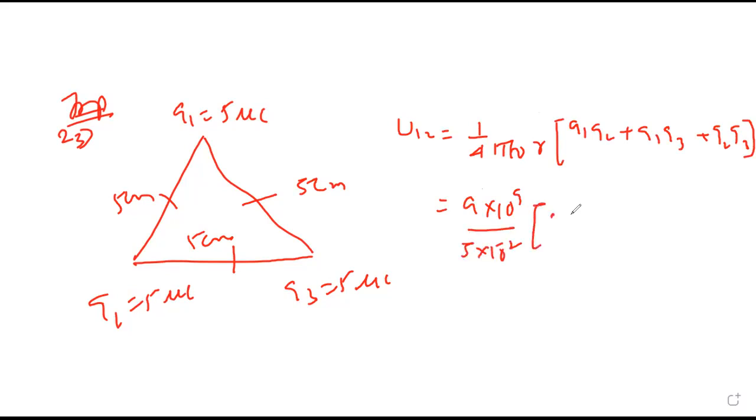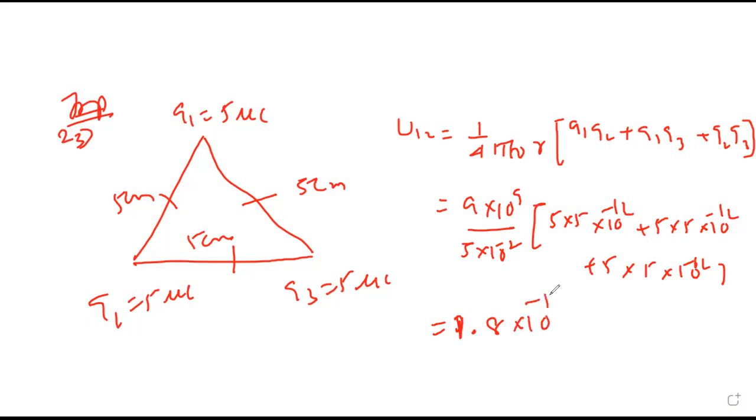Q1 Q2 is 5 into 5 into 10 raised to minus 12. All are same charge: 5 into 5 into 10 raised to minus 12, 5 into 5 into 10 raised to minus 12. So 9 upon 5 will become 1.8 into 10 raised to minus 11. 25, 25, 25 will become 75 into 10 raised to minus 12.